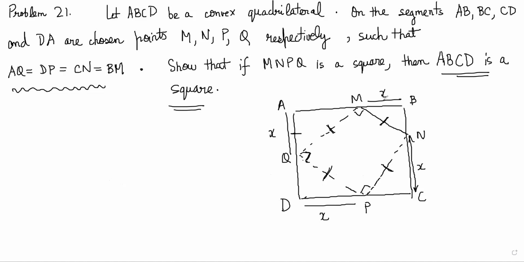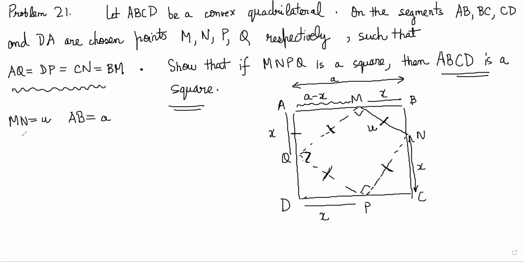So we have already marked BM, AQ, DP, and CN as X. Let's also assume that MN, the distance of this side, is U. So we are saying MN is U. And let's say that the whole length of AB is A. So if AB is A, then obviously AM will be A minus X.